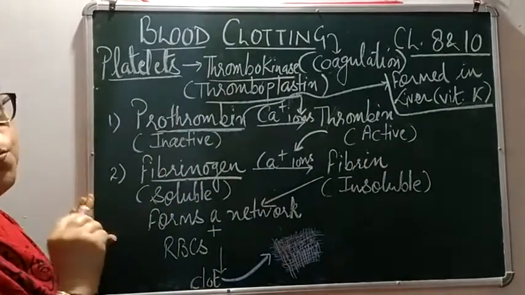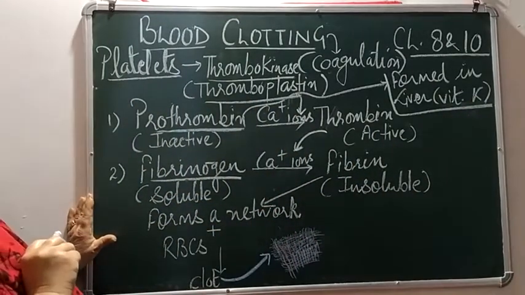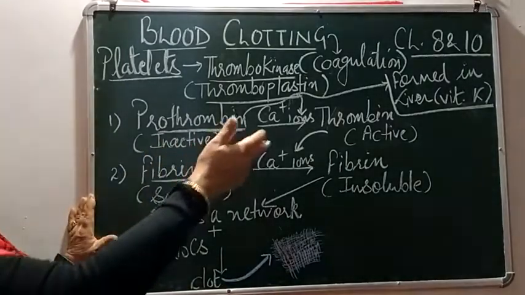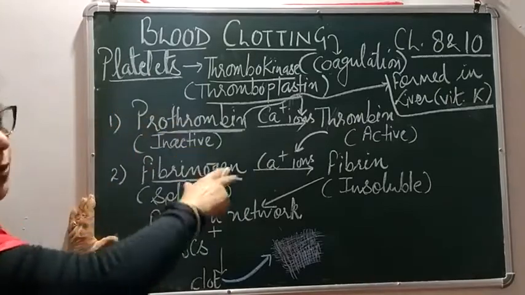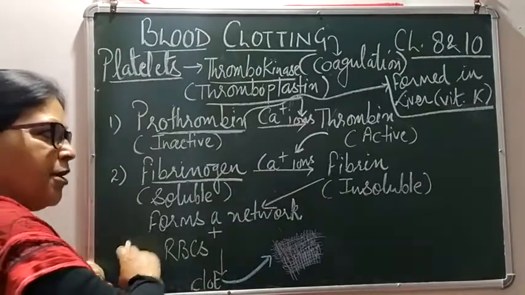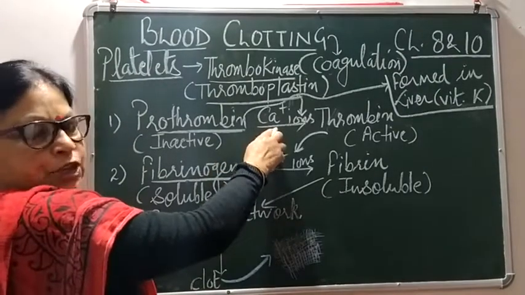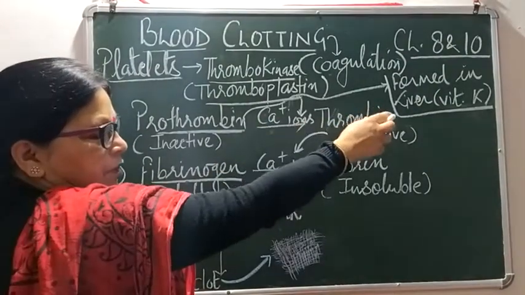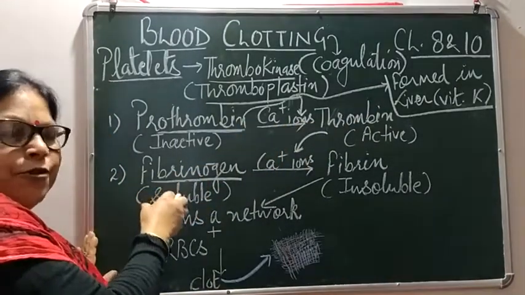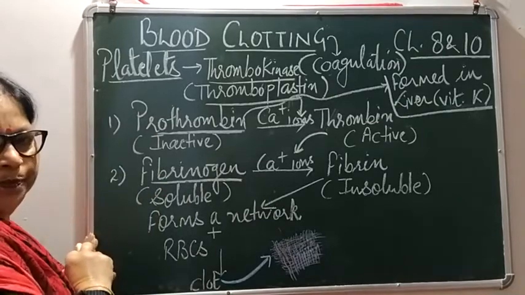This is an important question which is mostly asked in exams as an objective question: name the vitamin which helps in blood clotting. It is vitamin K. And name the mineral, it is calcium. So calcium is the mineral and vitamin K is the vitamin, which are helpful during the process of blood clotting.